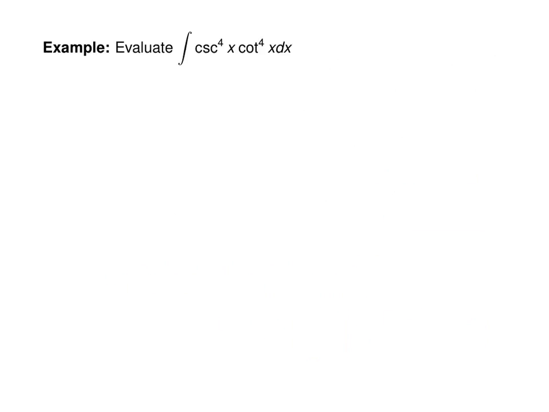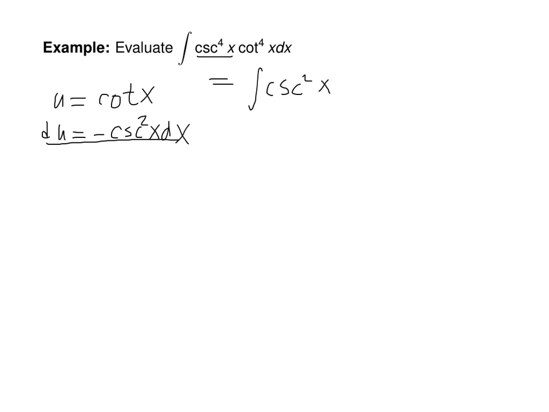For this example, we are going to use the Pythagorean identity that involves cosecant and cotangent. What you have to remember is that if you let your u equal cotangent x, du is negative cosecant squared x dx. So since we have cosecant of x to the 4th, we're going to save 2 of those to use for the du. So we can write this as cosecant squared x times cotangent to the 4th x times cosecant squared x dx.